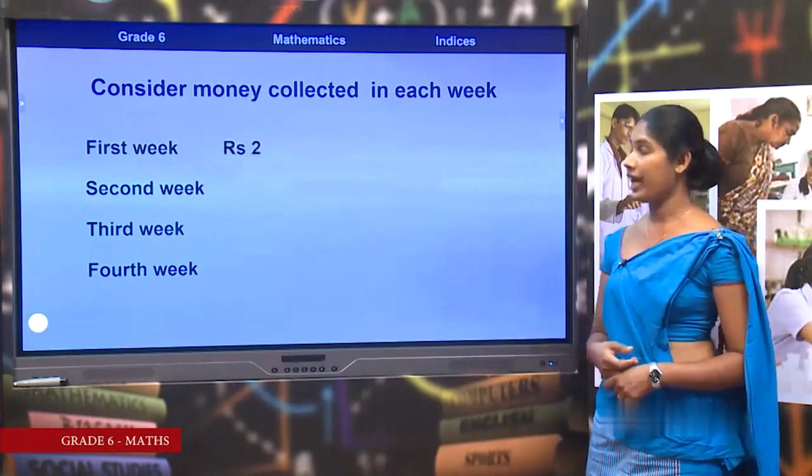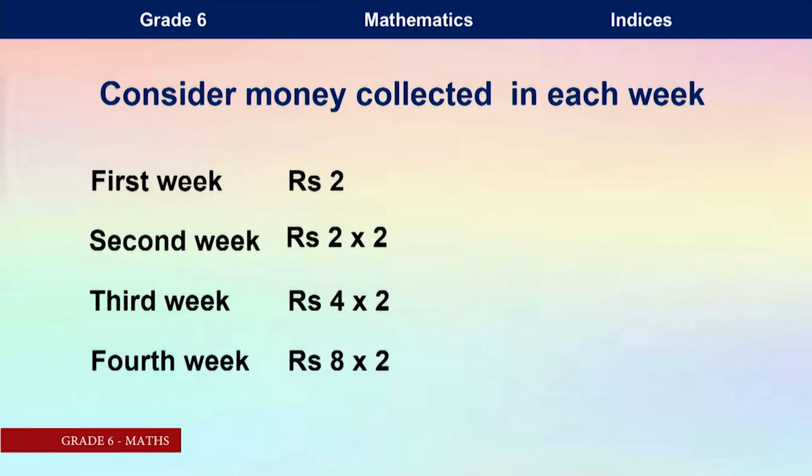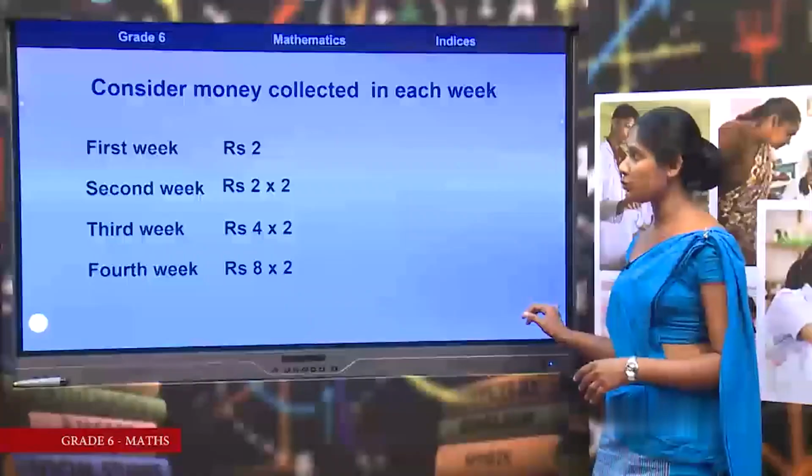Then consider the money collected in each week. First week, I have put a 2 rupee coin. Second week, I have put twice of the first week. That means 4 rupees. Third week, I have put twice of the second week. That means how many rupees are there? 8 rupees. Very good. Then in the fourth week, how many rupees are there? That is twice of the third week. Third week I have put 8 rupees. Twice of that means 8 times 2, that is 16 rupees.